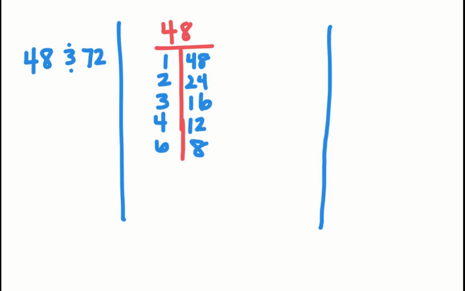Anything times 7? Nope, there's nothing times 7. Anything times 8? Yeah, repeat. What does that mean? We're done.